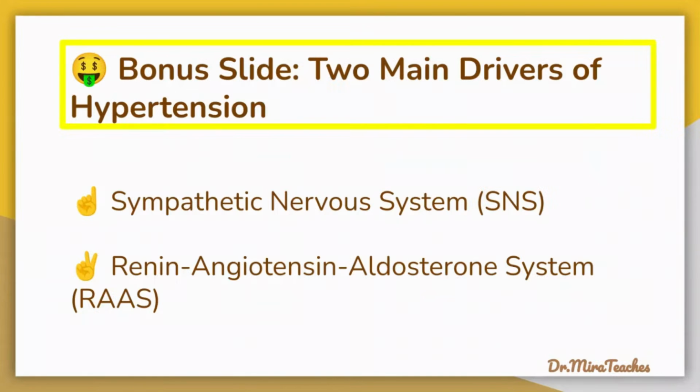This bonus slide tells us the two main drivers of hypertension are the sympathetic nervous system and the renin-angiotensin aldosterone system. Do not be confused. I'm just giving you a teaser for the next video. The thing with the pathophysiology of hypertension is that if you observe very carefully, everything sort of boils down to the sympathetic nervous system and the renin-angiotensin aldosterone system. Of course, you have to also look at the components of the BP equation as well. So this is just a teaser, I just want to tease your taste buds for the next video.